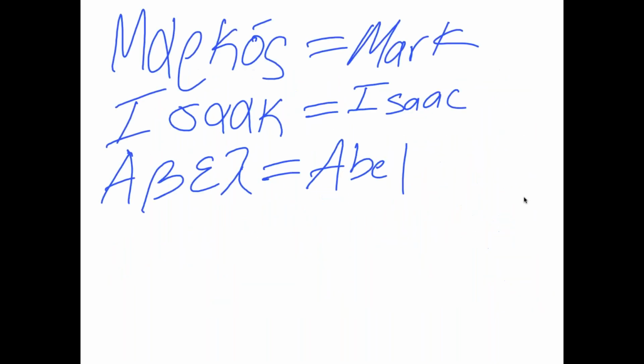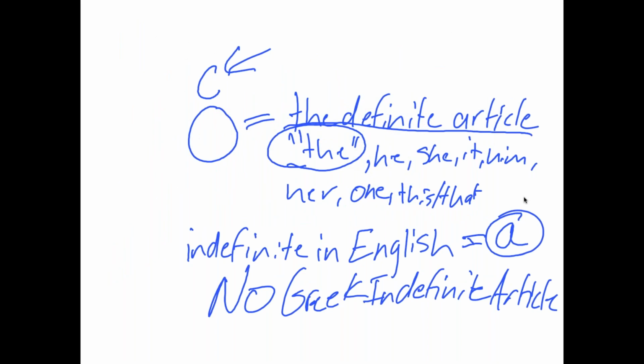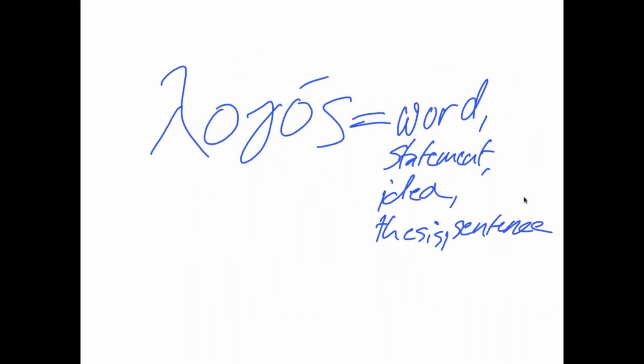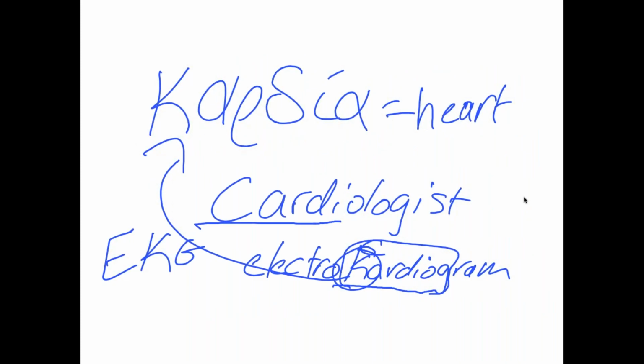So we've got ha, which means "the." We have kai, which means "and." We have logos, which means "word." And we have cardia, which means "heart."